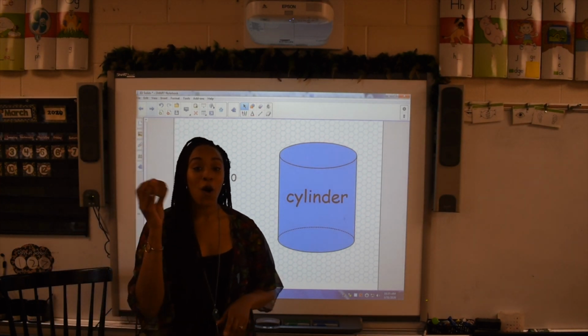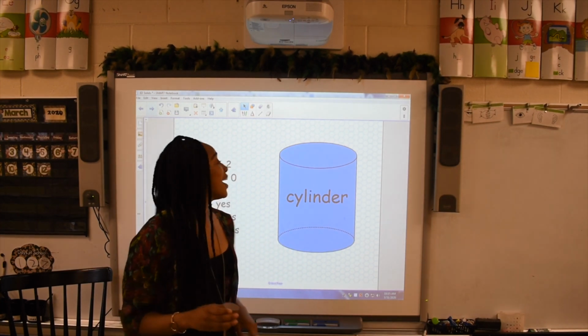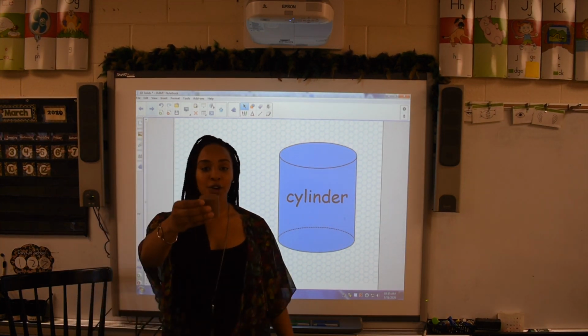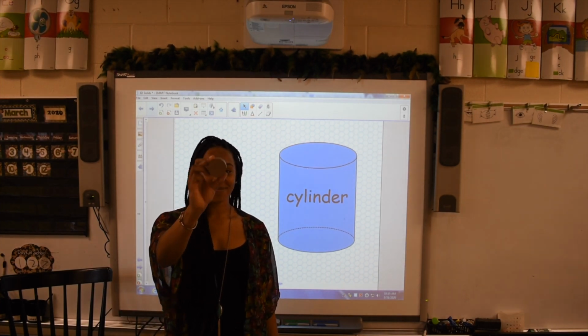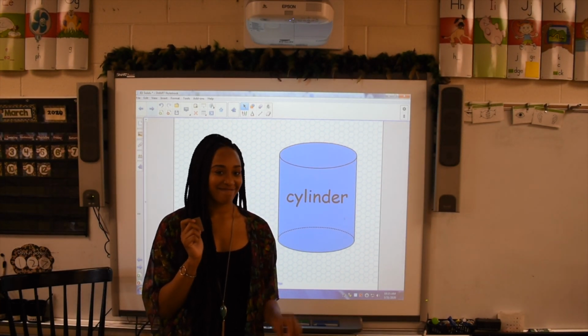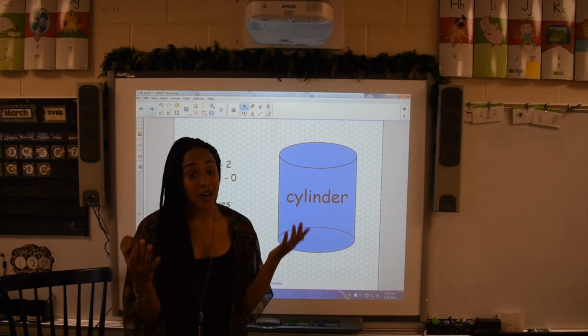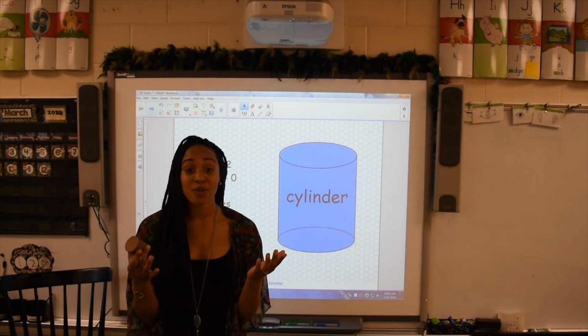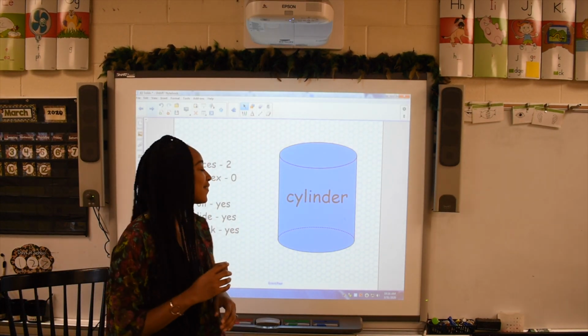All right, friends, we are almost done. Now we're going to learn about a cylinder. Now, faces, I want for you to count the faces all by yourself. Can you show a family member with your fingers how many faces? Good job, friends. Vertex, well, I know there's no vertices because I don't see any straight what? Edges. That's right. Good job.